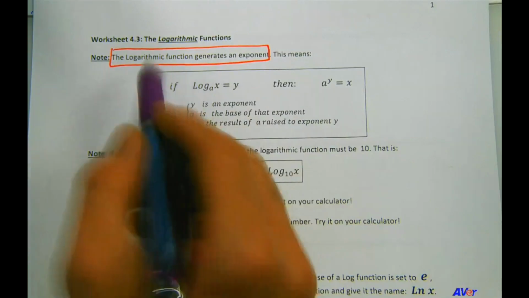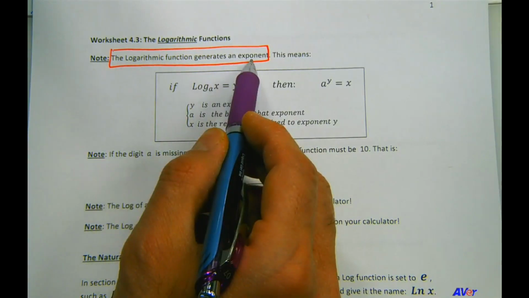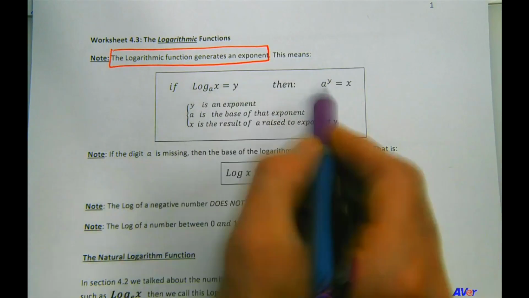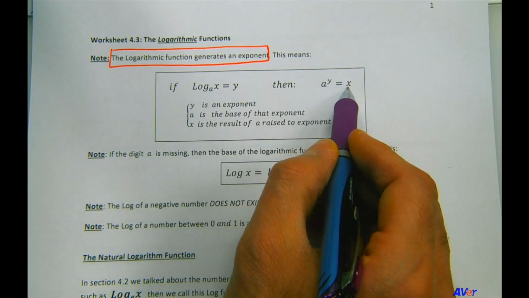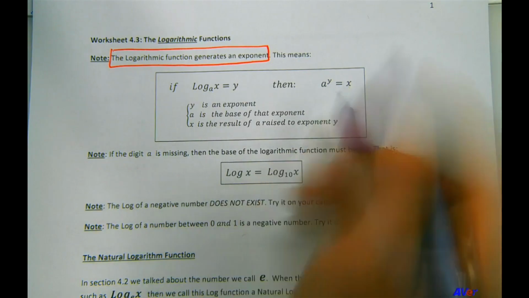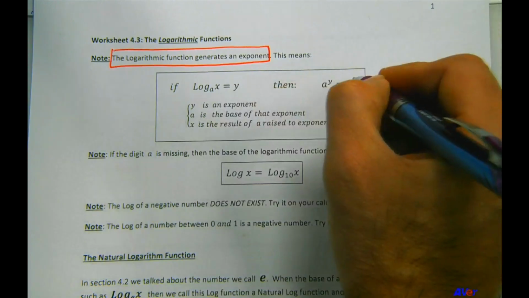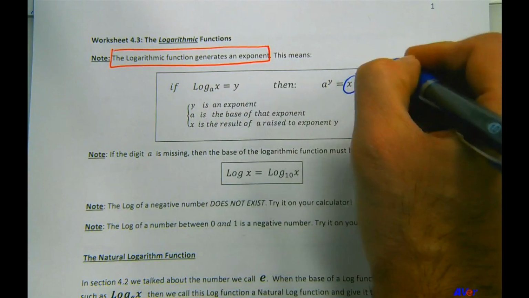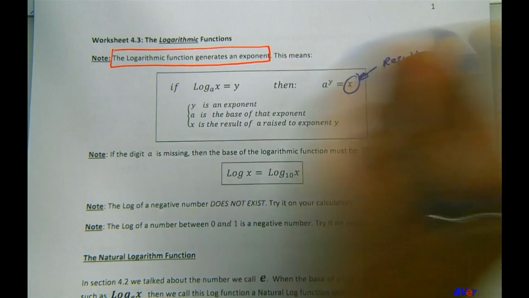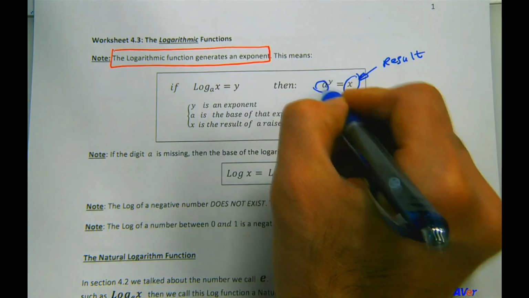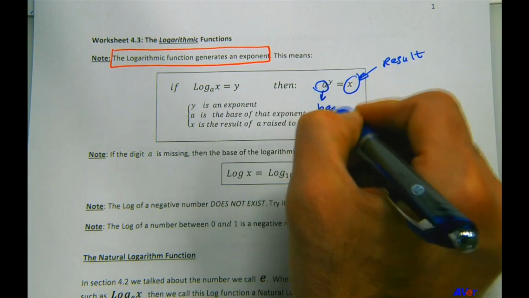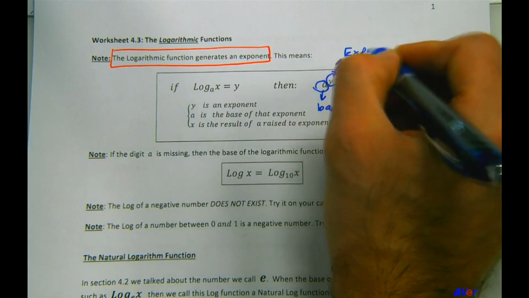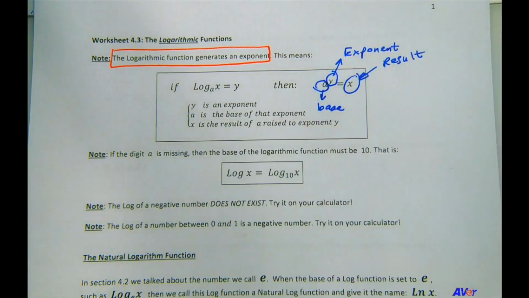So we said that logarithmic functions generate an exponent. So y must be an exponent right there. Y is an exponent to base a equals this result, x. It's listed here, but maybe it's clearer if I also show it diagrammatically. So that is the result. The a is the base, and the y is the exponent.